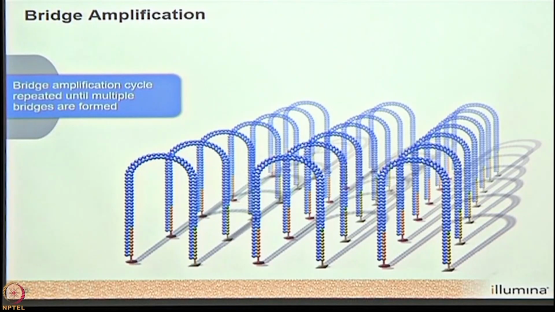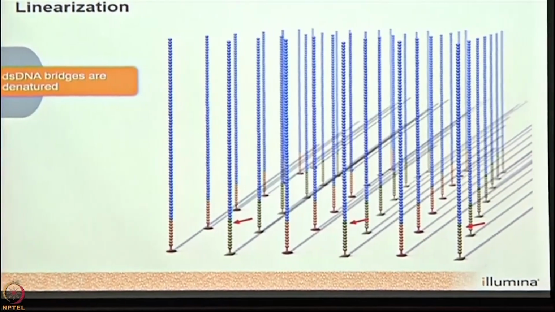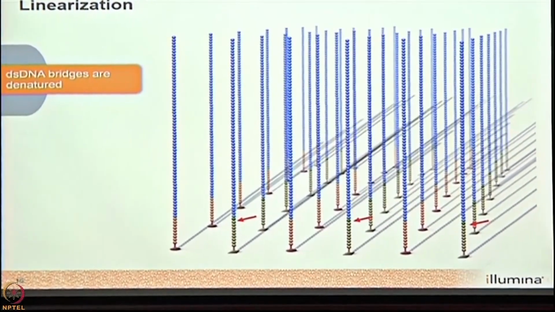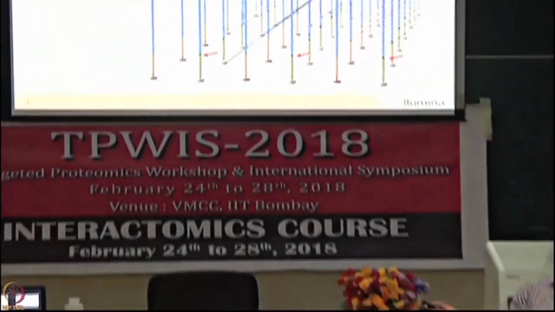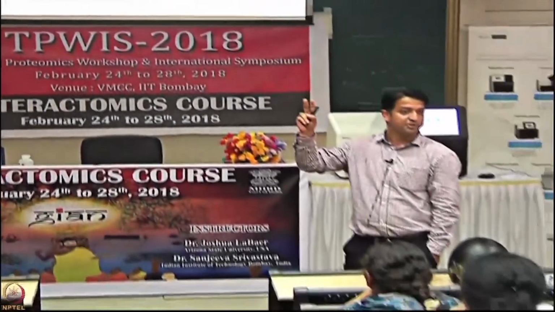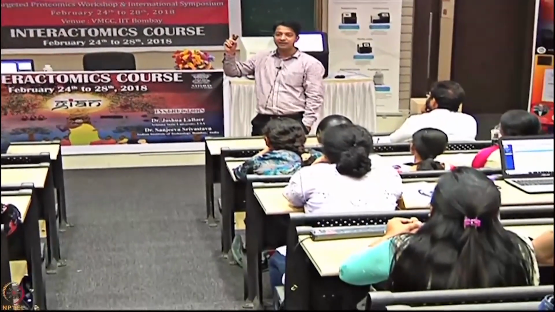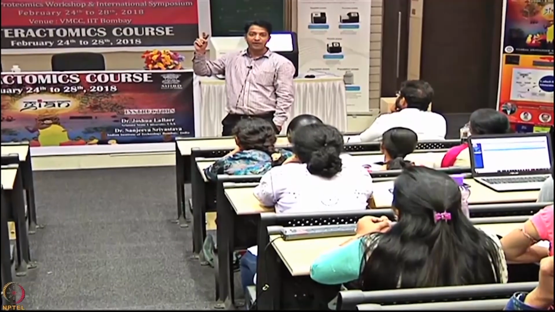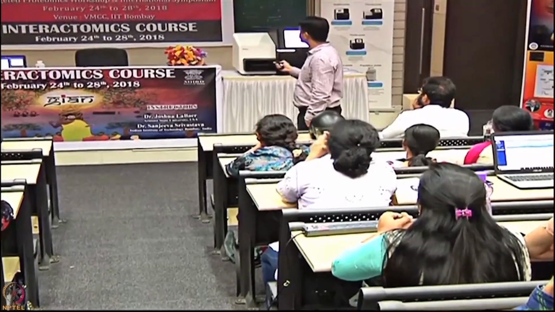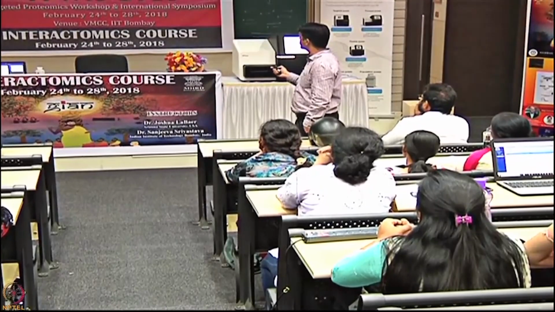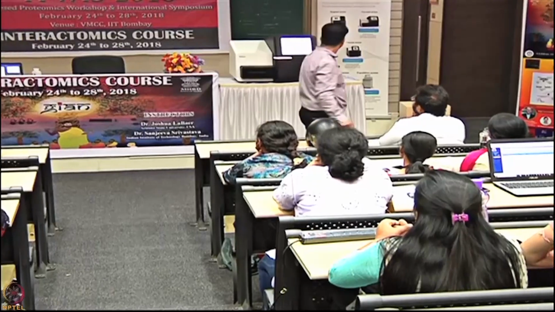Okay. So again we denature all the fragments. You can see it contains two strands. Which strands? Forward and reverse. So initially we cleave the reverse strand and carry out the sequencing for the forward strand. Okay. So now on the flow cell you can see which strand is retained.